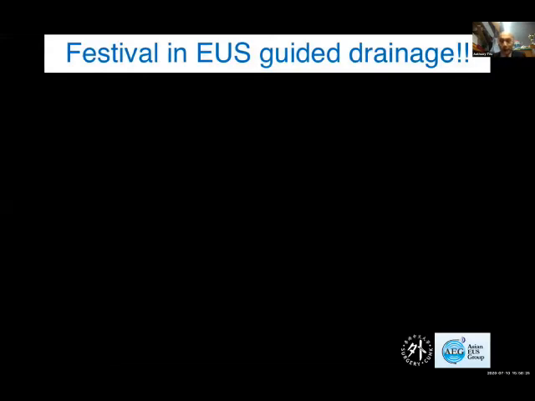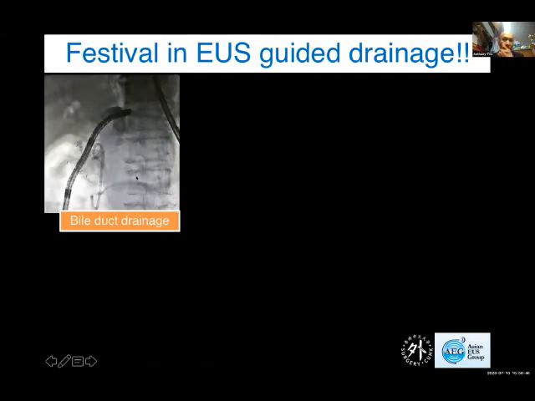In the past few years, we have seen a very quick development in different kinds of EUS-guided drainage procedures. In fact, I would describe it as a festival, because almost every year or every few months, there will be a new procedure being described. Nowadays, we can easily perform bile duct drainages. And after bile duct drainage, the stent can be used as a portal to allow the scope to go into the bile ducts as well.